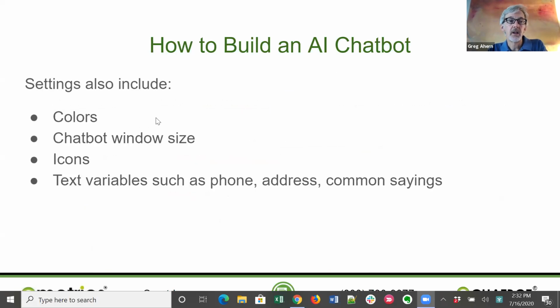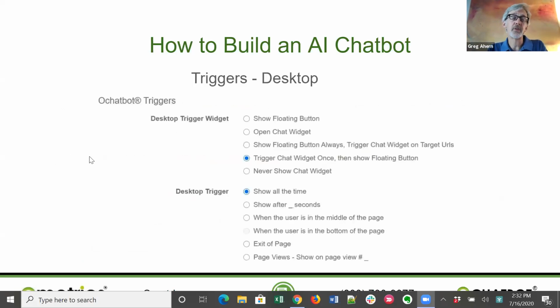The settings allow you to choose your color, the chatbot window size, icons, all the look and feel of the bot. You can adjust all that, including the size of the window, depending on what you want. There's also variables in there, so if you have a phone number, you can just put phone in your text replies, and it will then pull that from your variables area, or your address, or whatever you want, and any kind of text. And that allows you to go back and change your phone number in one place throughout the whole system.